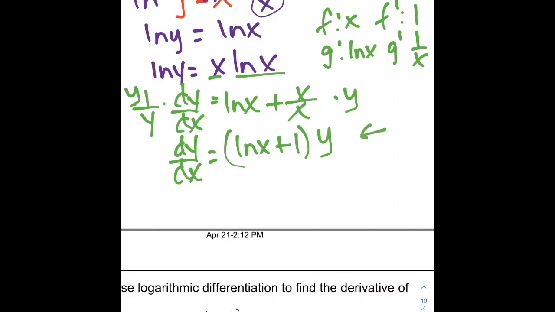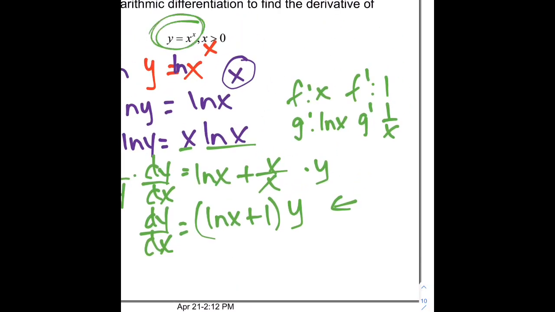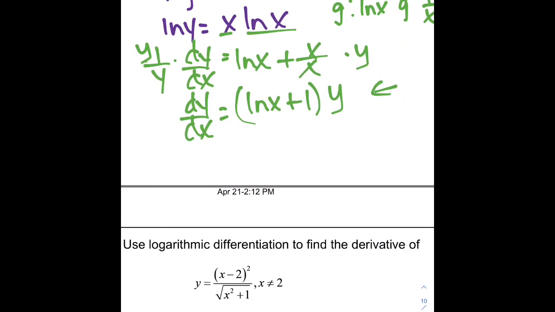And again, I don't know that I have a huge problem with that, but this is in terms of x and y. For your final answer, didn't we have a statement that y is equal to x to the x? So if I want your final answer in terms of x, and if we were in class and we had a test, I would tell you I want an explicit answer.